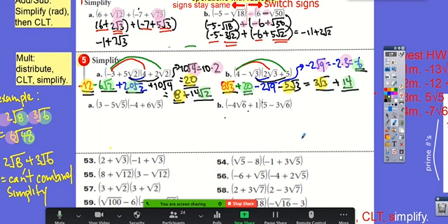I want you guys to do the green highlighted problems in a little bit. Hang on.